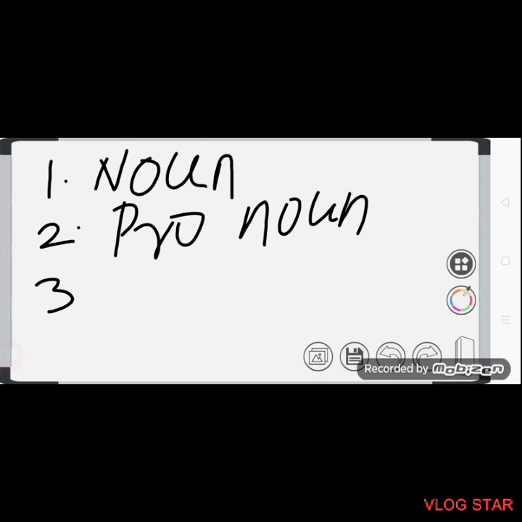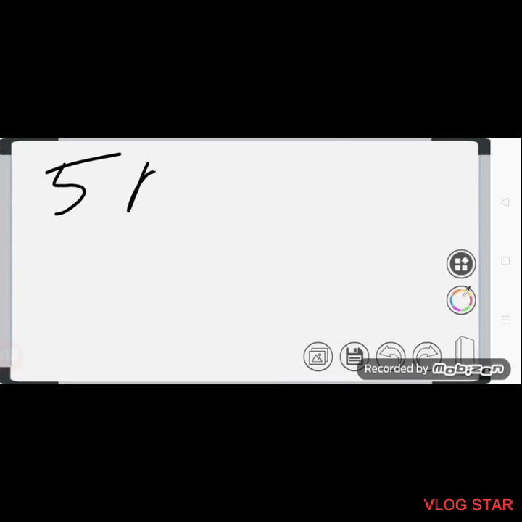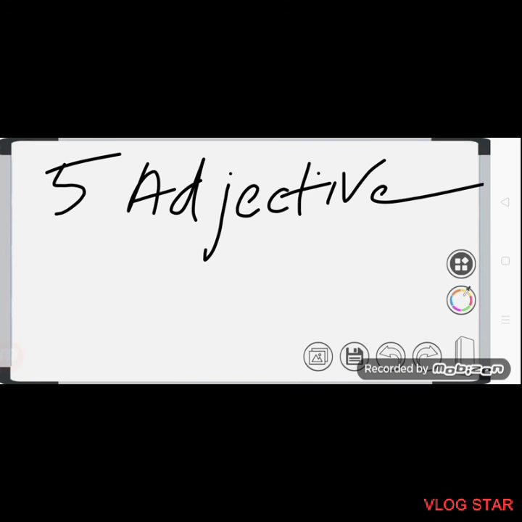Third one is verb. Verb is a doing word: walking, running, eating. And fourth one is adverb. An adverb supports the verb. Smoothly writing. Smoothly is an adverb. And fifth one is adjective.